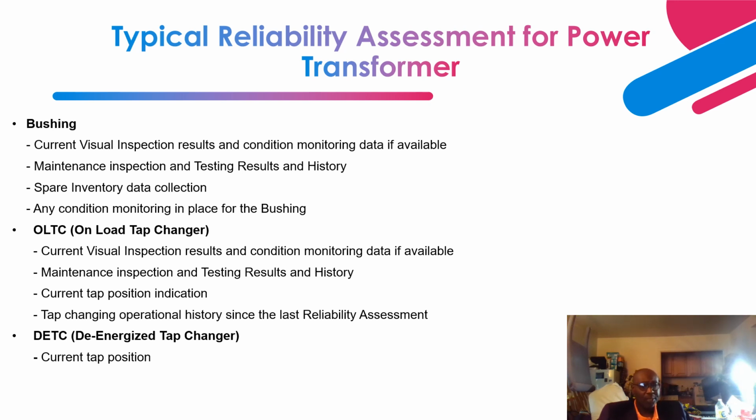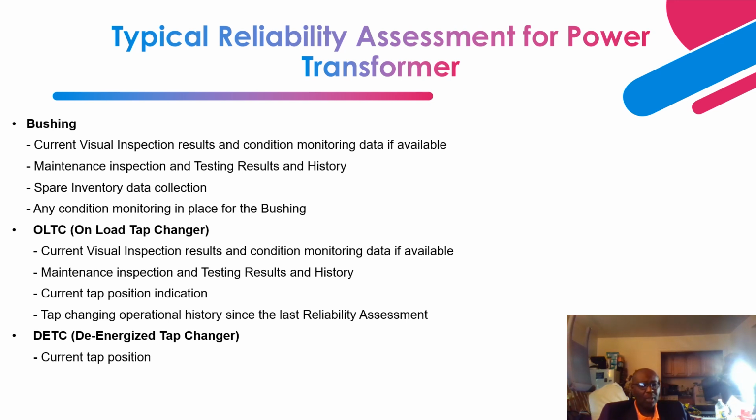Next is the on-load tap changer. You want to obtain a visual inspection of the on-load tap changer. Are there any oil leaks? And also if there's any condition monitoring in place. Some of the condition monitoring in place for tap changers monitors the motor current of the tap changer, and also the contacts current and voltage as well. Next, maintenance inspection and testing results of the on-load tap changer. Then the current tap position indication.